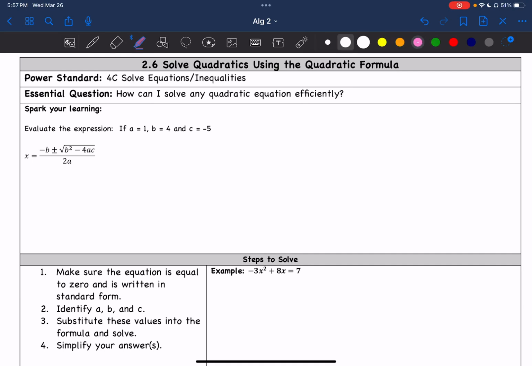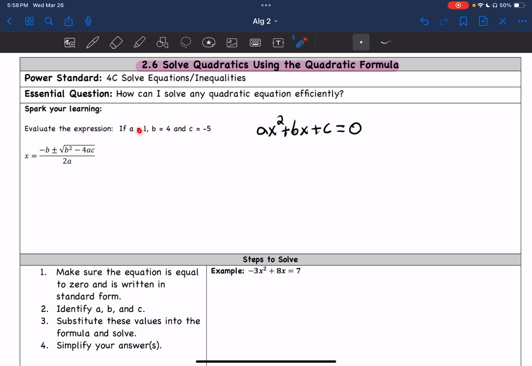All right, so I'm going to be going over 2.6, solve quadratics using the quadratic formula. This method is really nice because all we need to solve it is the values of a, b, and c, and we plug them into the quadratic formula that looks like this right here, and that gives us the solutions. And so really importantly, before you can use the quadratic formula, you want to make sure that you have something of the form ax squared plus bx plus c is equal to 0.